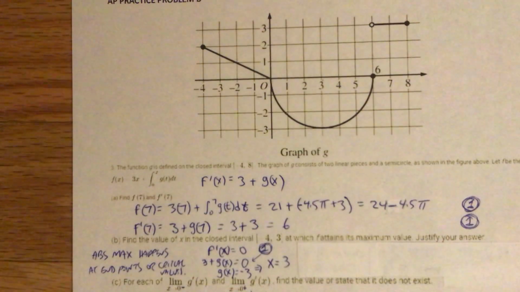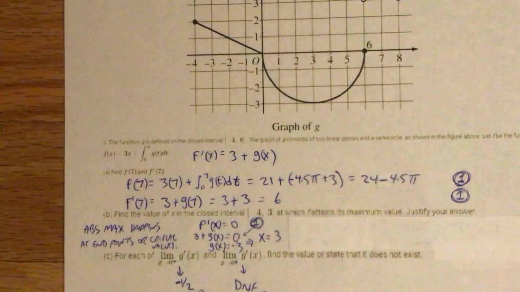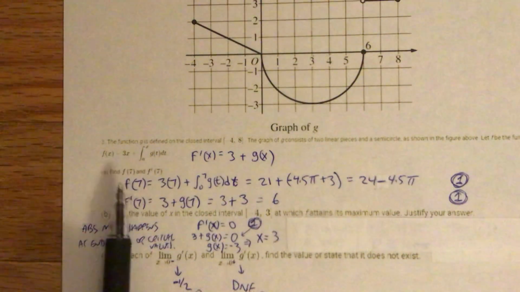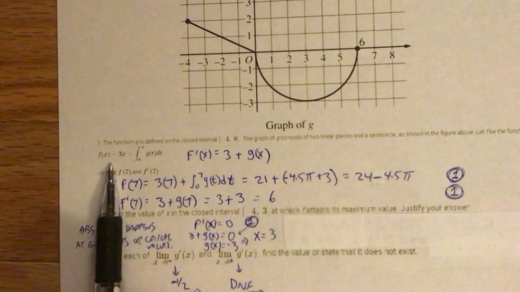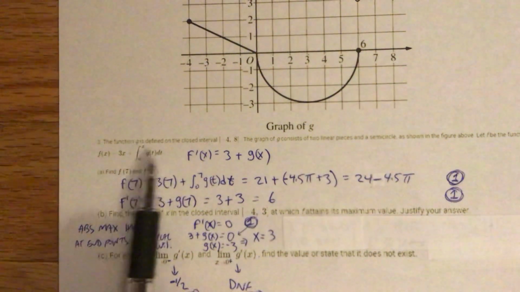Part A now, to start answering the questions. Part A asks us to evaluate f of 7 and f prime of 7. So in order to get f prime of 7, it'd be nice to have f prime in general. So I calculate f prime of x right over here. How do I get this as an answer? Well, f prime is going to be the derivative. That means I need to do the derivative of these two pieces.